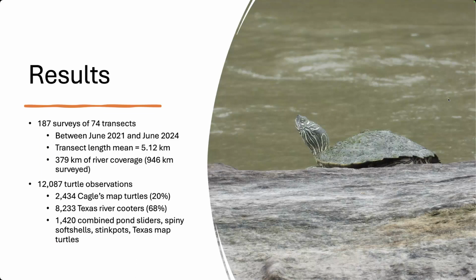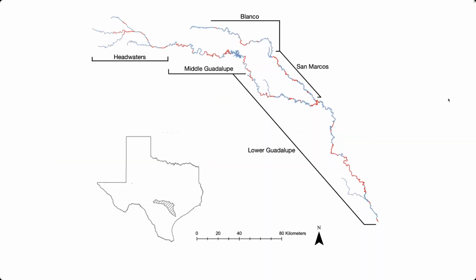During our surveys, we observed 12,000 plus turtle observations. About 20% of these, or 2,400, were Cagle's map turtles. About 8,000 were Texas river cooters, and then the remaining about 1,420 turtles were combined pond sliders, spiny softshells, stinkpots, and also Texas map turtles, which we didn't know before this study, but had apparently invaded into the upper Guadalupe River system, where we have found them in our surveys.